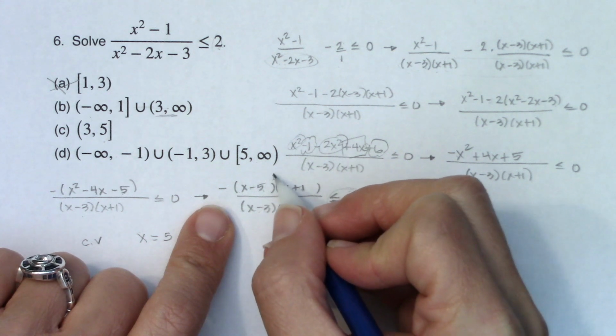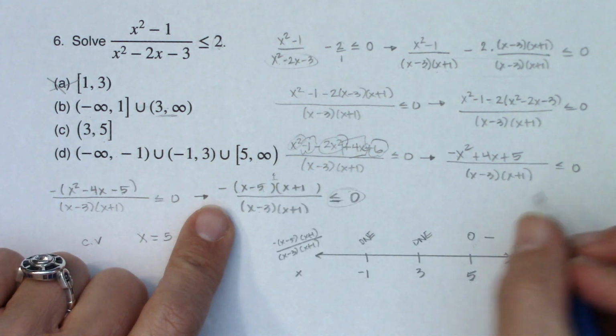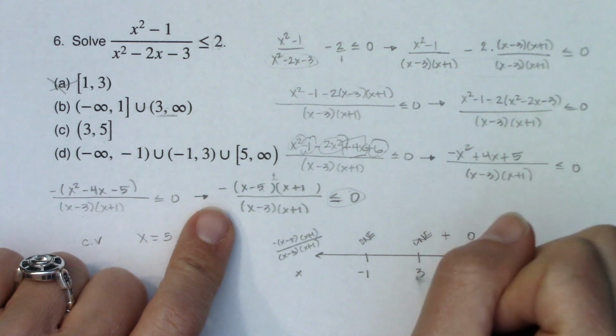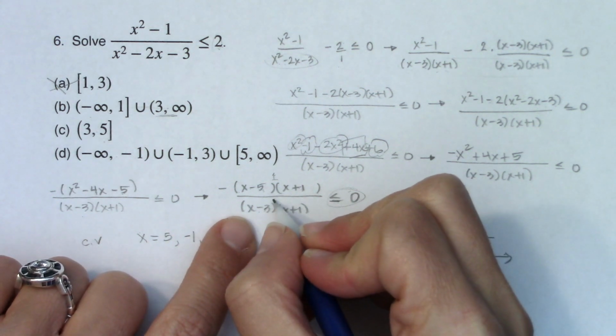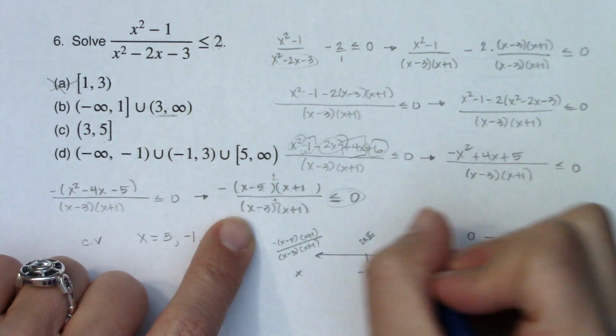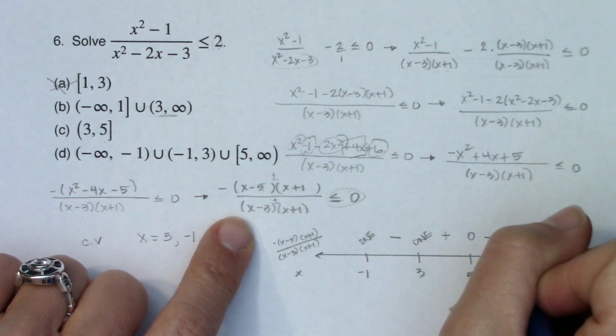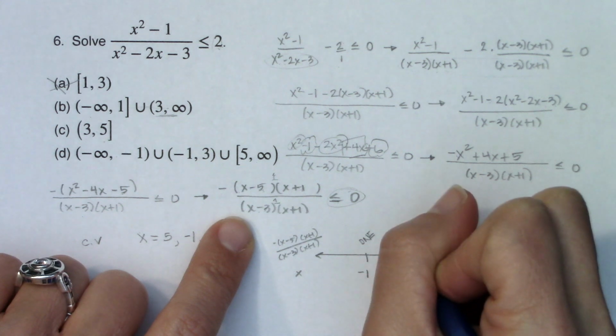And since it had an odd multiplicity and that there was only one of them, I'm going to alternate around that sign, or around that 0. Then I get to 3, which was undefined, but it came from this factor of x minus 3, which also had an odd multiplicity. So I'm going to alternate, right? I'm going to change from minus to plus and then plus to minus.